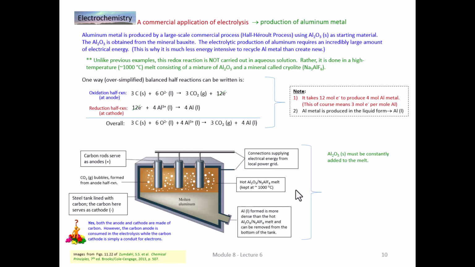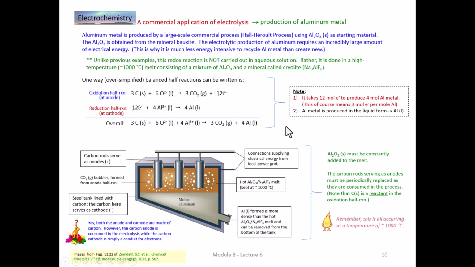Some things about this cell: aluminum oxide must be constantly added to the melt. The carbon rods serving as the anodes must be periodically replaced as they are consumed in this process. Again, at the anode, you can see carbon being turned into carbon dioxide. And remember, all this is occurring at a temperature of about 1,000 degrees.